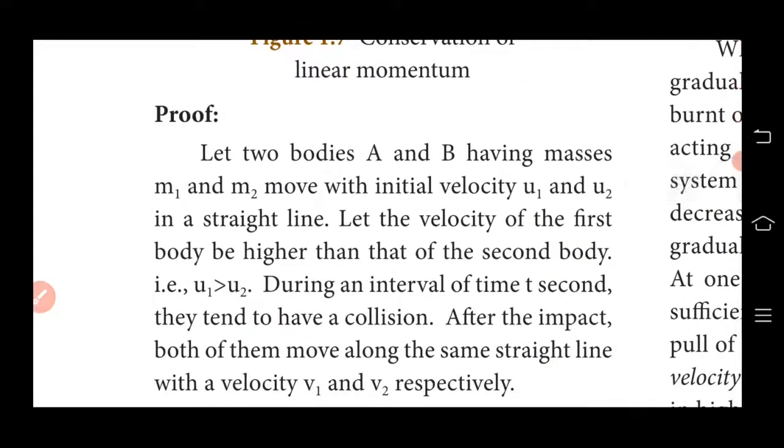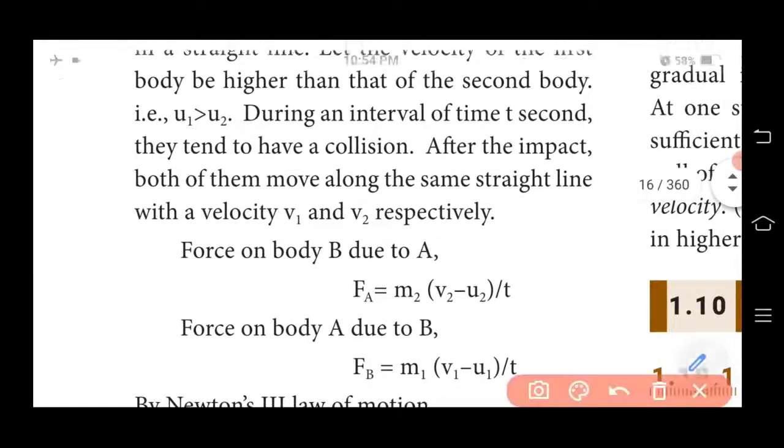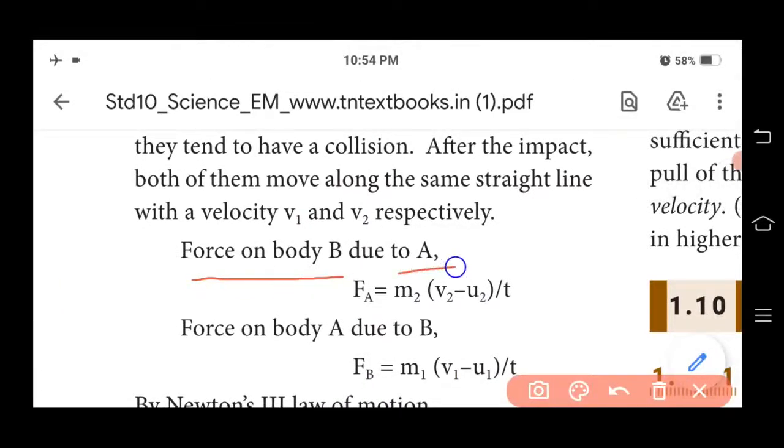So here the proof is given. The force on body B due to A: Fa equal to m2 (v2 minus u2) divided by T, and then the force on body A due to B is given as Fb equal to m1 (v1 minus u1) divided by T.